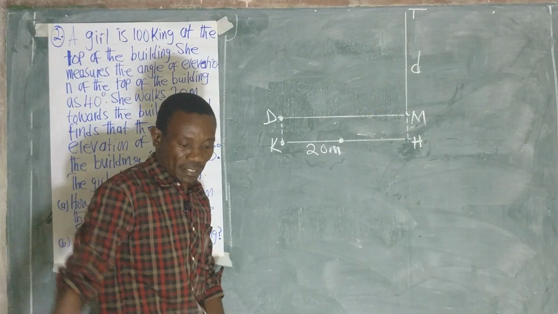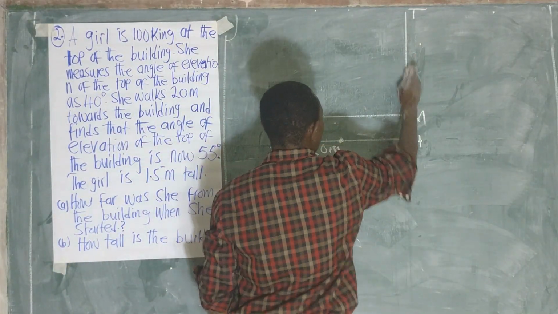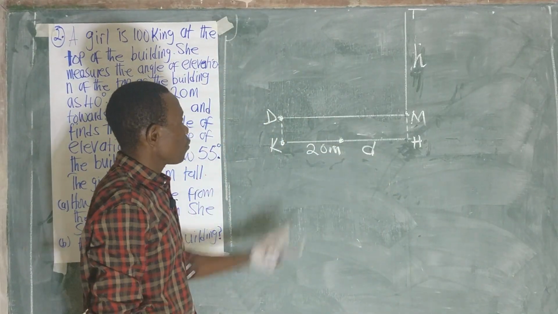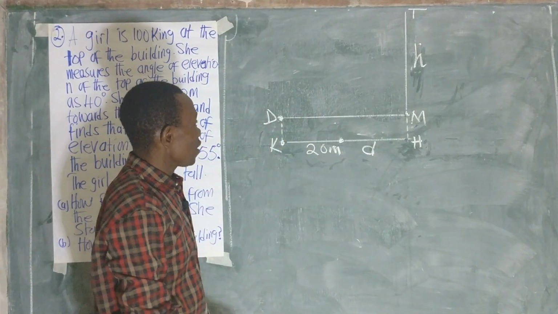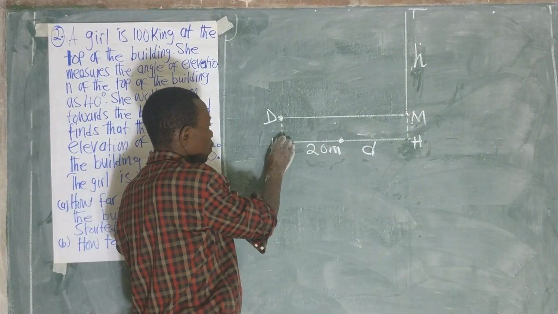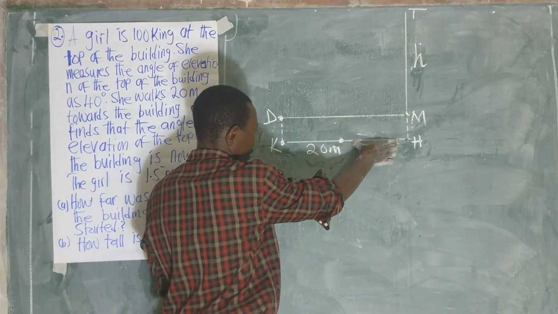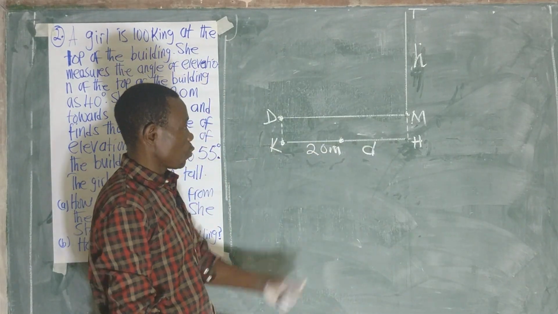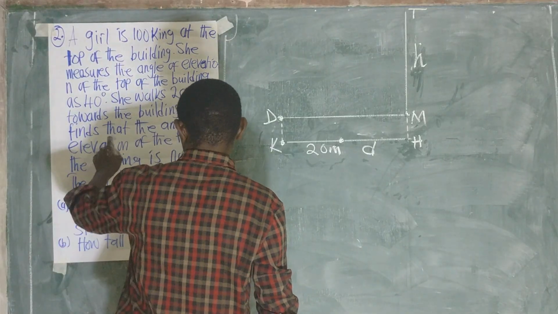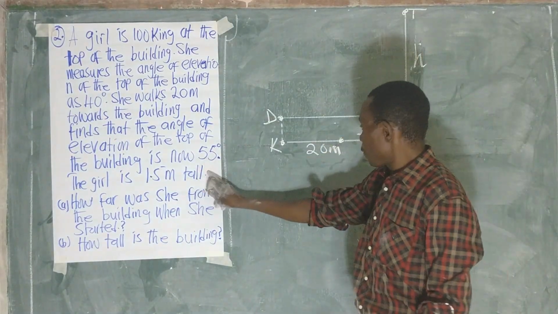So you can represent that distance by any value. Let me use this one as H because of the height, and use this one as a different letter. Usually height should be for the building, so let me not use that one. Right, so it means that from the initial position, she walks 20 meters, and we are not told the other part of the distance that she walks, right? But we are given that the angle of elevation she used to look at the top of the building is 55.